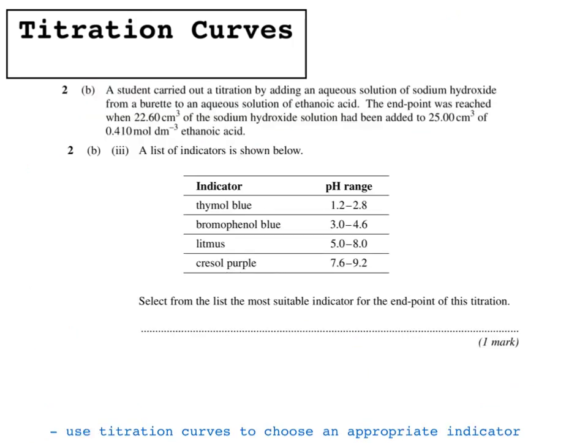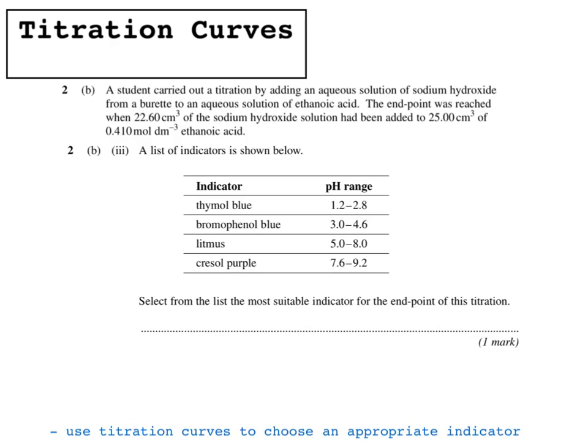So how do you put this knowledge into practice? Well, firstly, here's an example question of what you may get asked. It says a student carried out a titration by adding aqueous solution of sodium hydroxide from a burette to an aqueous solution of ethanoic acid. The end point was reached when 22.6 cm³ of the sodium hydroxide solution had been added to 25 cm³ of ethanoic acid. In a list of indicators shown below, select from the list the most suitable indicator for the end point of this reaction.